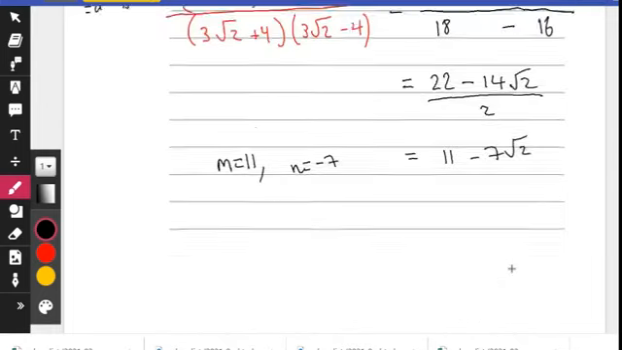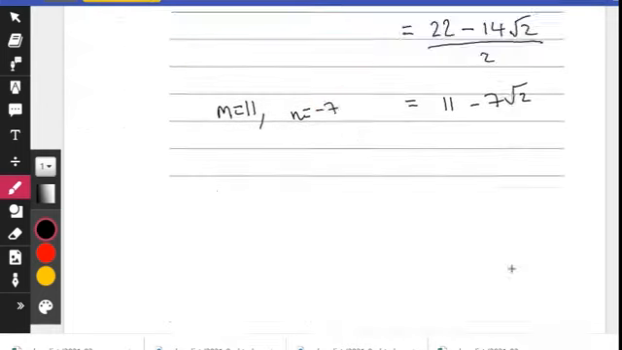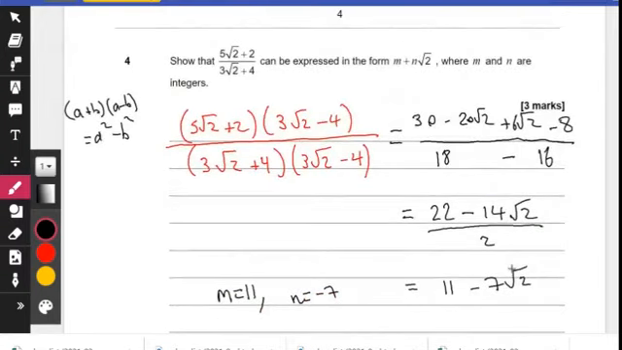I just did 5 root 2 plus 2 times the 3 root 2 plus 4. So the problem is if you do that, Larry, if you multiply the top by 3 root 2 plus 4, then you also multiply the bottom by 3 root 2 plus 4. And when you do the expansion, the bottom will still have square roots, but you don't want there to be any square roots. So by multiplying it by 3 root 2 minus 4, the bottom part ends up being an expression without any square roots.